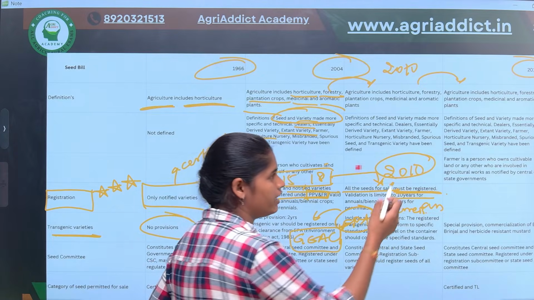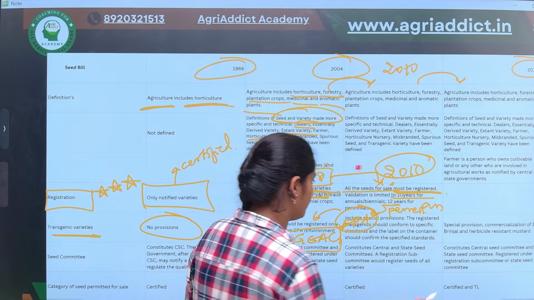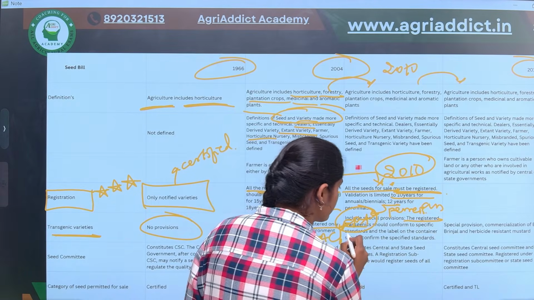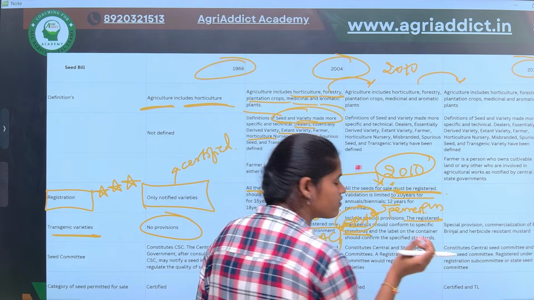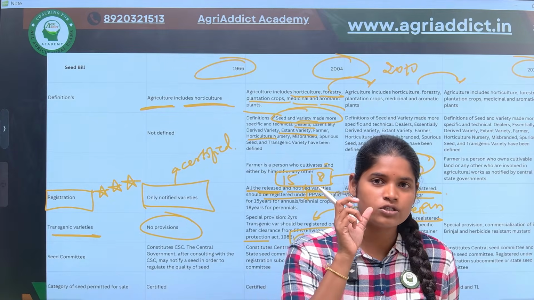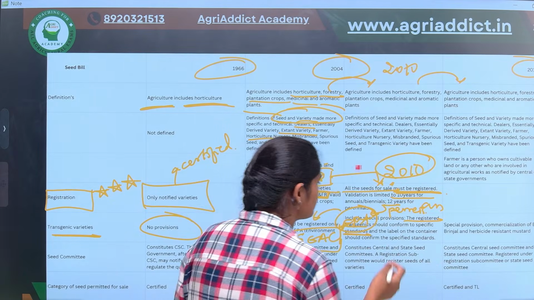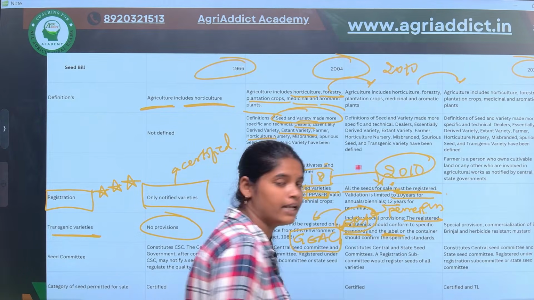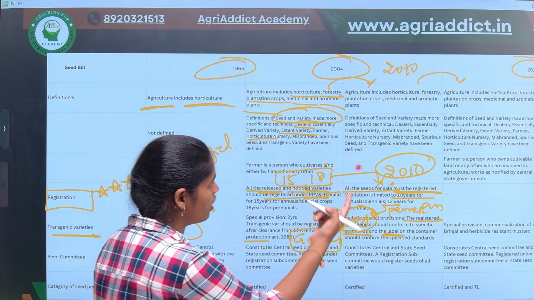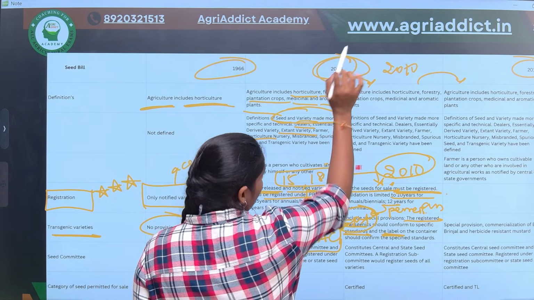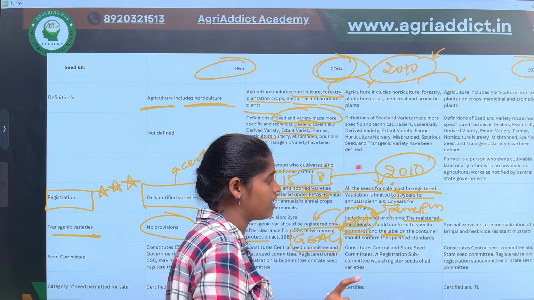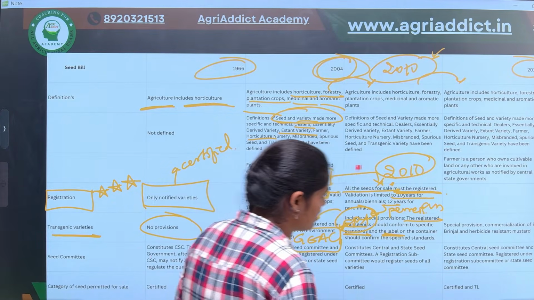In 2010, they have added one more point here, that is the registered transgenic varieties should conform to specific standards, like minimum standards about germination, purity and all, and those standards should be presented on the label of the container. Okay. That is the main difference between 2004 and 2010. In 2004 they have given just a provision about transgenic, and here they have emphasized that there should be minimum standards about transgenic varieties.